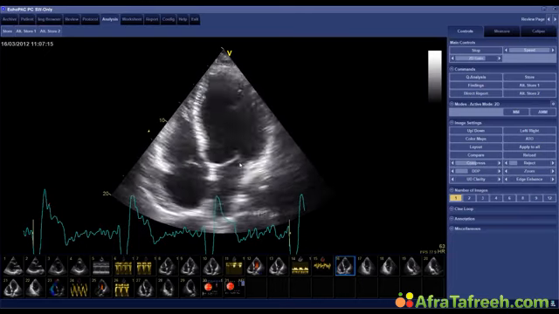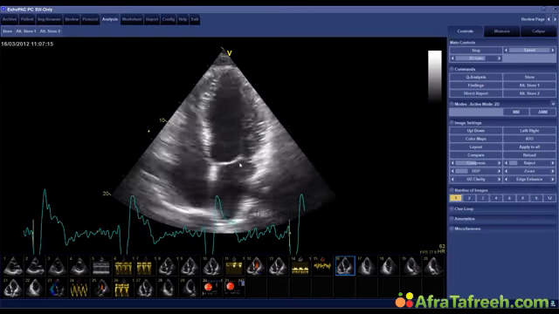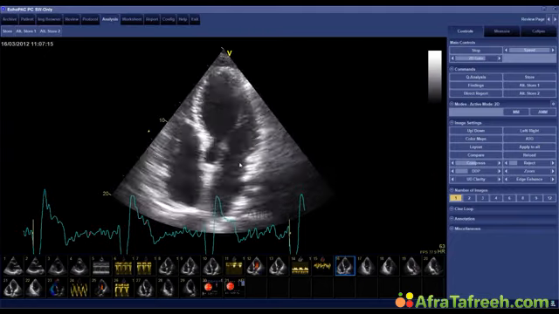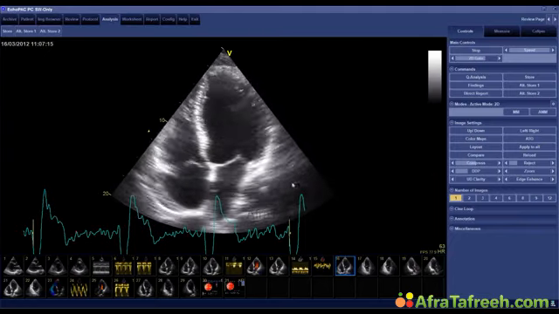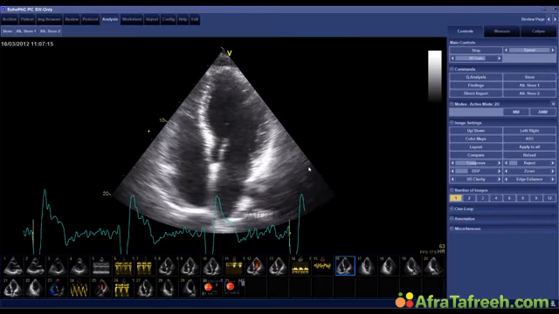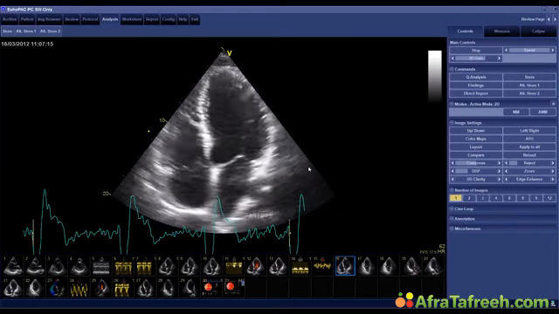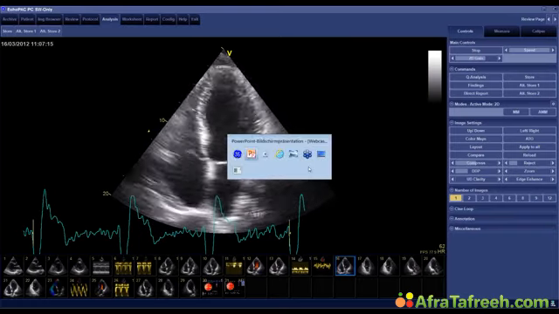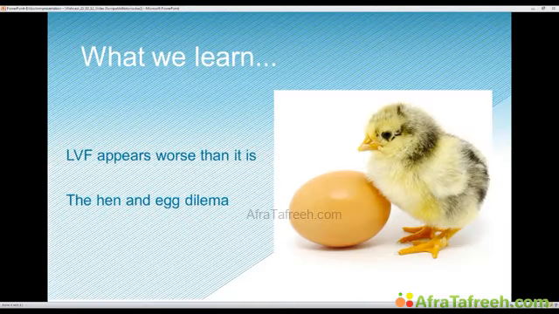In reality, we don't know if this decision is right or not and what the risk really is. But at this point, I have the impression that he is really turning into a dilated cardiomyopathy because we do see progression. What is the key point that I would like to make in this case? Well, I think one of the key points is that left ventricular function appears to be worse than it is if you have a left bundle branch block.